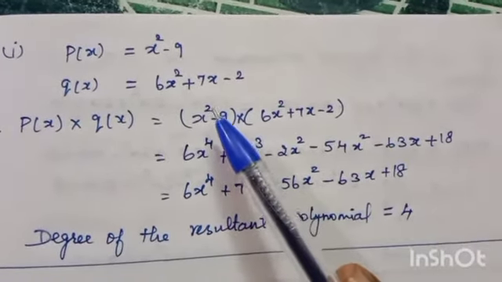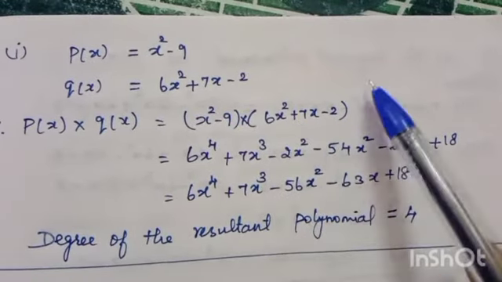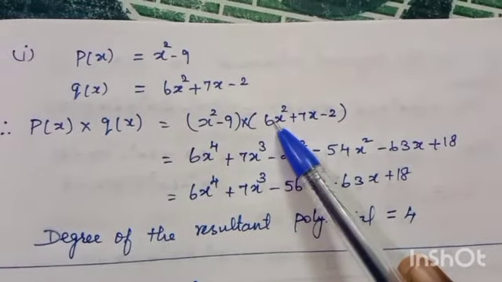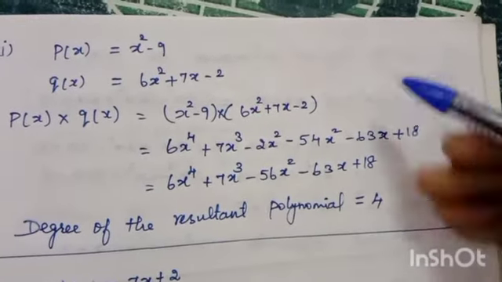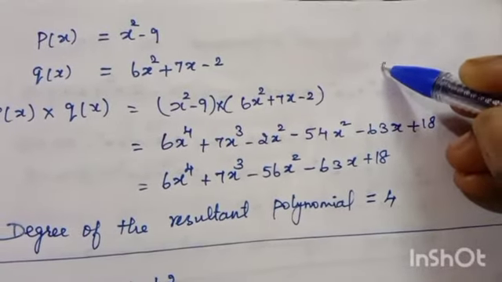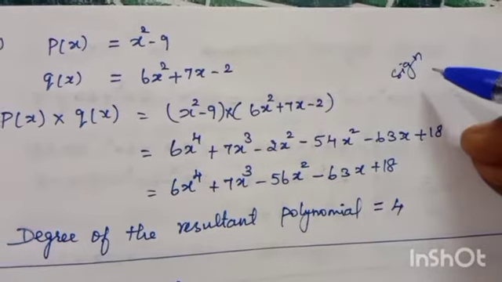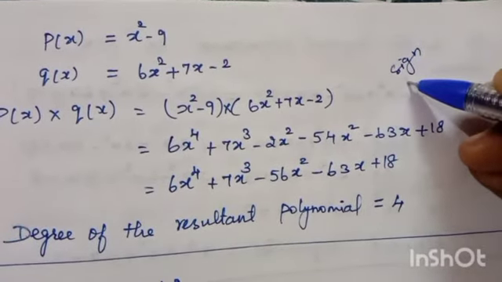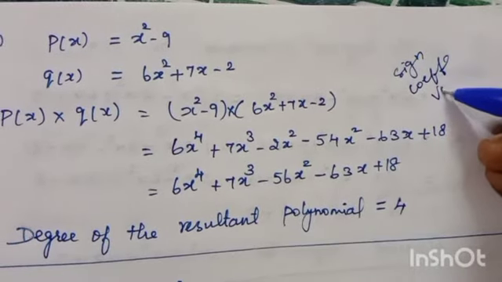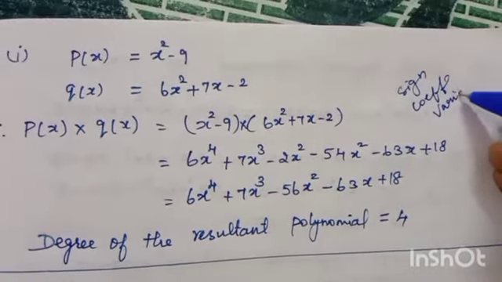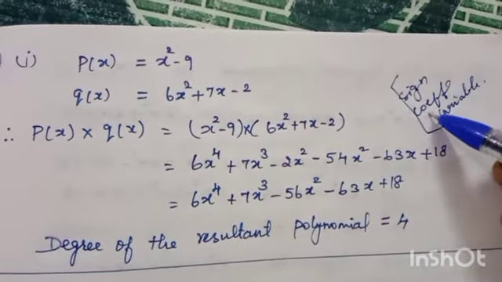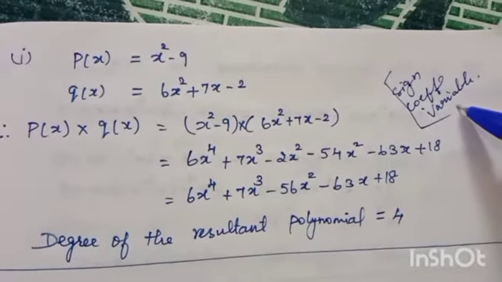First you have to multiply x square with this polynomial. x square into 6x square. For the product, first you have to apply these rules: multiply the signs, then the coefficients, then you have to multiply the variables. First multiply the sign, then coefficients, then variables.